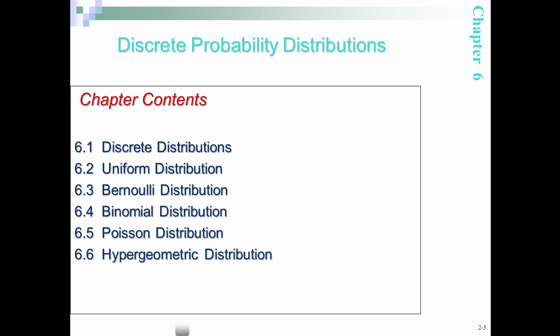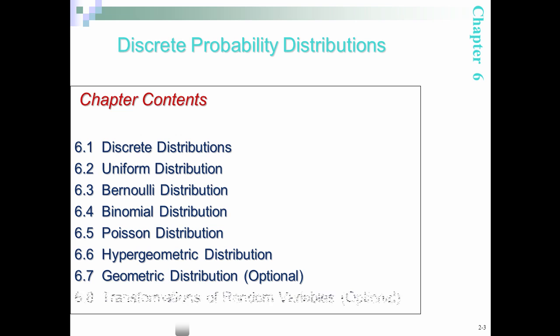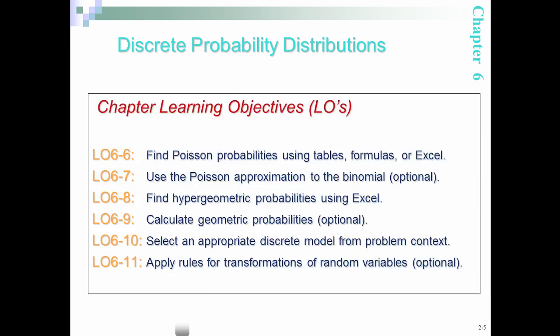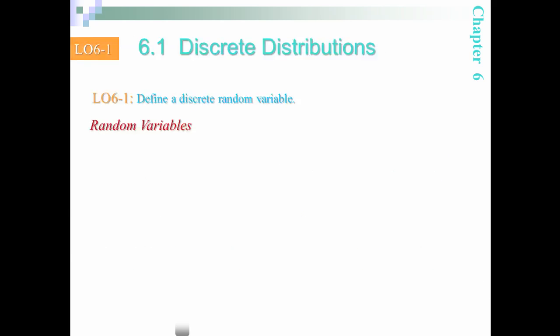distribution. And then there's a couple of optional sections in the text that we won't talk about, but should be straightforward if you do want to look at those. They're interesting: the geometric distribution, and then also transformations of random variables, which is actually something that's very useful, but maybe a little bit beyond the scope of what we're going to get into in this course. So here are the learning objectives for this chapter, and you can look at those on your own if you like.